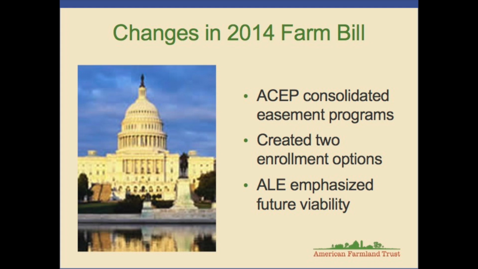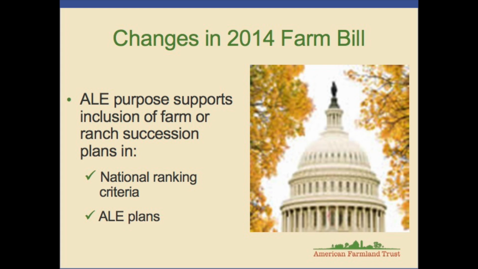And the purpose statement for the ALE component emphasizes future viability. The ALE purpose statement underpins inclusion of farm succession plans in the ACEP-ALE program ranking criteria and the reference to succession plans in ALE plans. The ACEP rule elevated the importance of farm and ranch succession plan, shifting this criteria from the list of potential state criteria for ALE to the list of national ranking criteria. National ranking criteria must account for at least half of the total score.